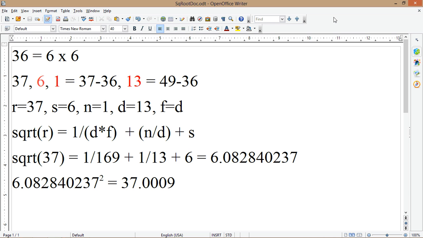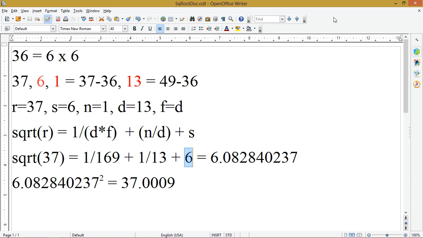So now, let's plug in the numbers for these variables. The square root of 37 is equal to 1 over 169 plus... So where did 169 come from? Well, d times f. Since f and d equal each other, we're just simply saying 13 times 13 here. You can do that in your head, on a piece of paper, or maybe a calculator or computer if you really need to. Next is n over d, which is 1 over 13. And lastly, plus s, which is 6.